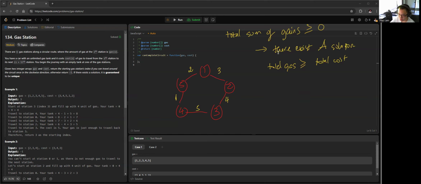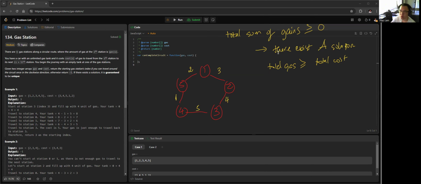So as we iterate through the array, we can accumulate the gas in the car. We can just add 1 minus 3, add 2 minus 4, and sum everything up to see if at the end we have a total gain of at least 0, positive, greater than or equal to 0. If it is negative, then we can just return -1. Again, the total gas needs to be greater than the total cost.